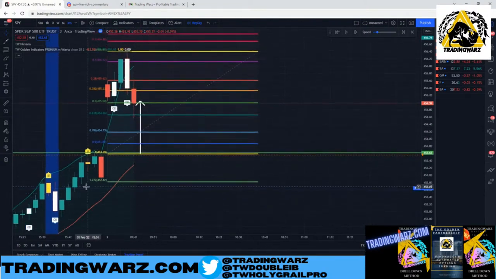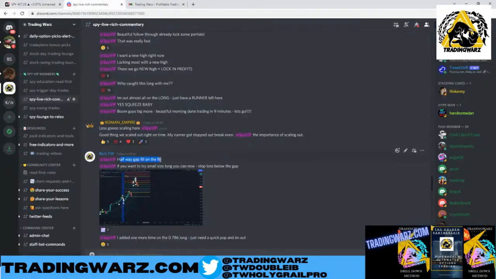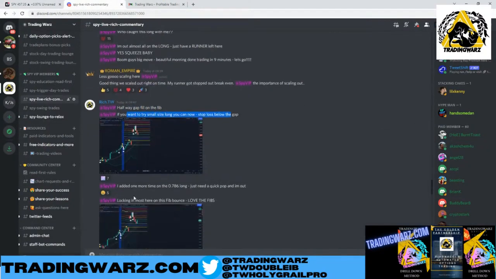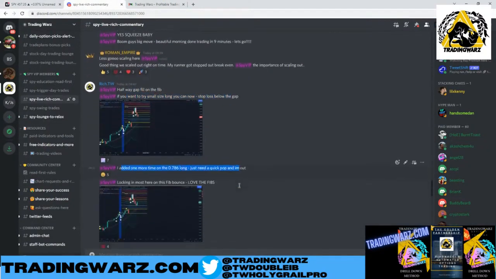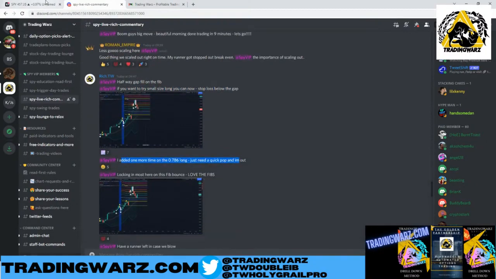My max stop loss, guys, is going to be below the gap fill. So this closing bar below the low. Okay. So you can see here halfway through the gap fill. If you want to try small size long, you can stop below the gap. I added more on the 786 long. Just need a quick pop and I'm out. And then you'll see what happens here.